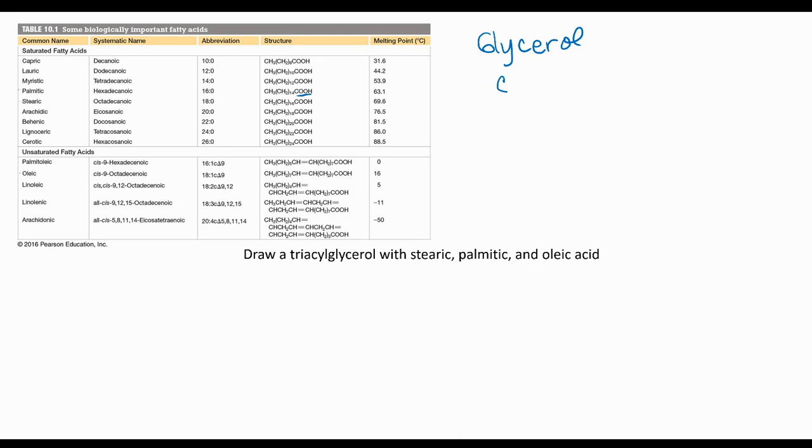So that's CH2OH. Okay, so there's the glycerol backbone. And what we're going to see is that this carboxylic part of the fatty acid is going to combine with the OH part to form an ester linkage.